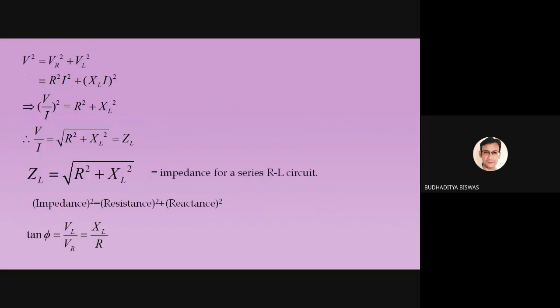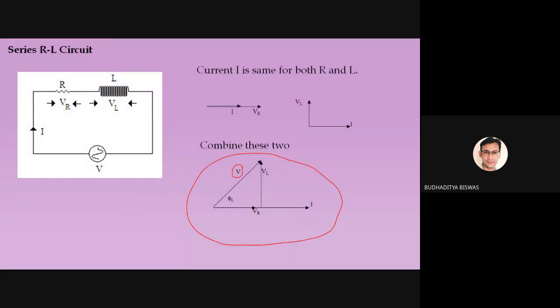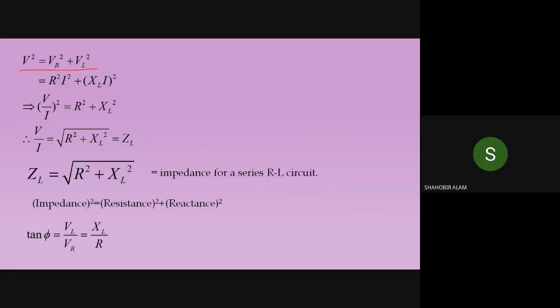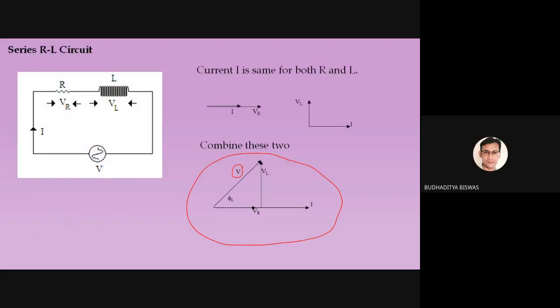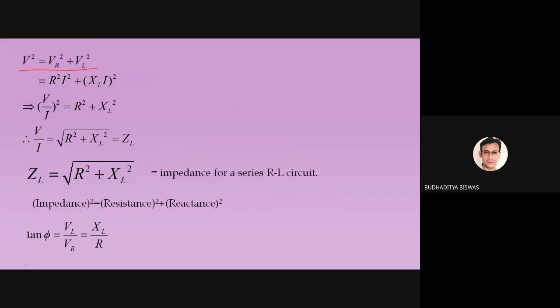Okay. Now from this phasor diagram, V square equals VR square plus VL square. Just see this: V square equals VR square plus VL square, isn't it? Yes, sir. Sir, how do we get the value of IL? Okay, one minute, I will come to this one. So all these things are here.